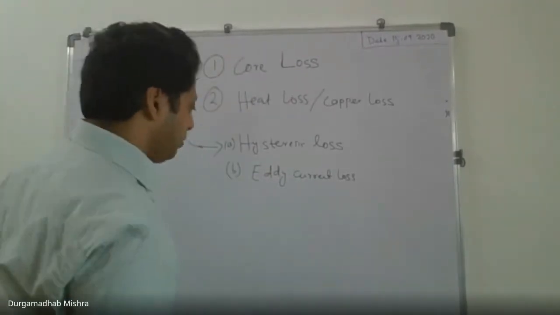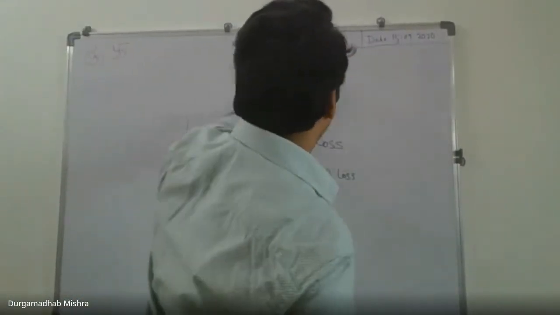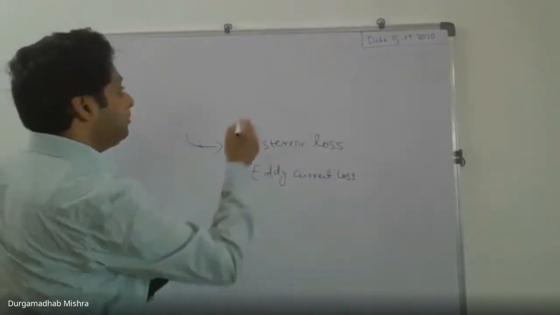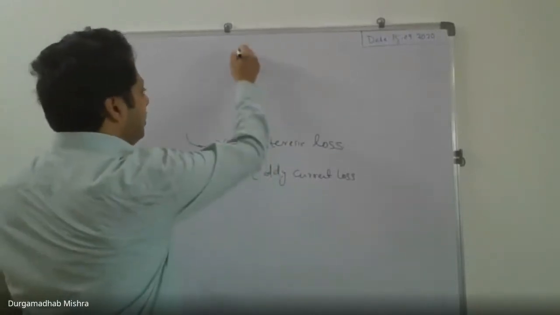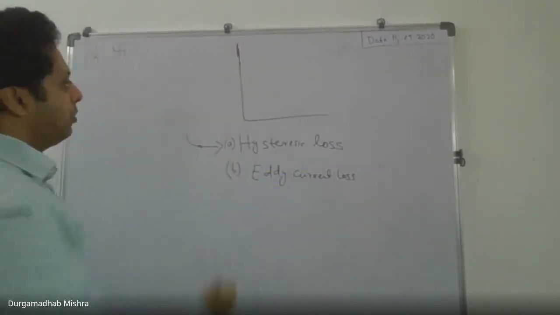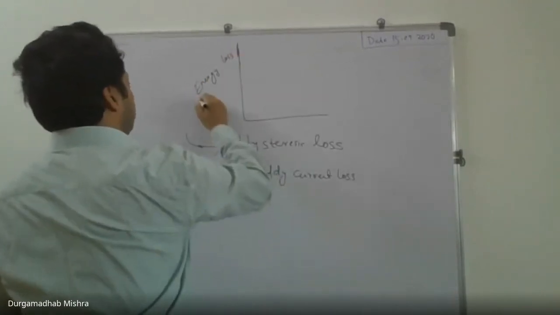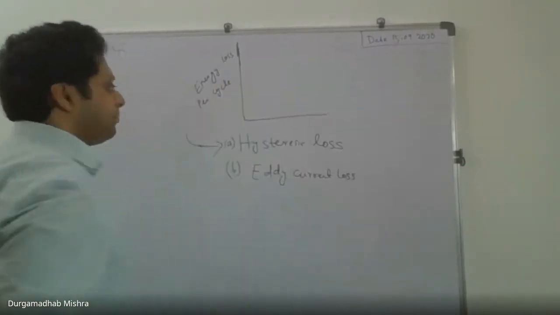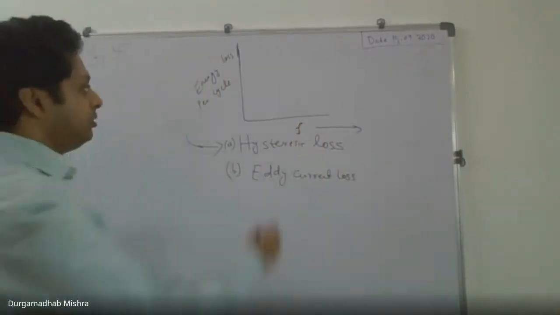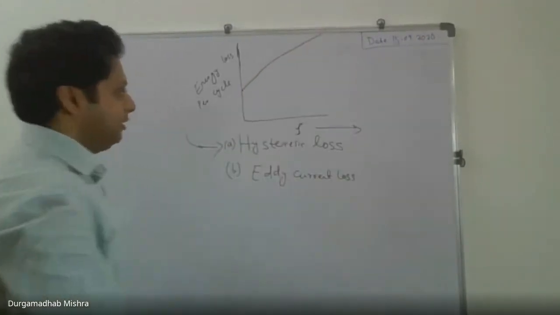So let's say I plot the energy loss per cycle. Remember, these are operating in AC voltage, AC power. So if you look at the plot of energy loss per cycle as a function of frequency, the total loss will be something like this.